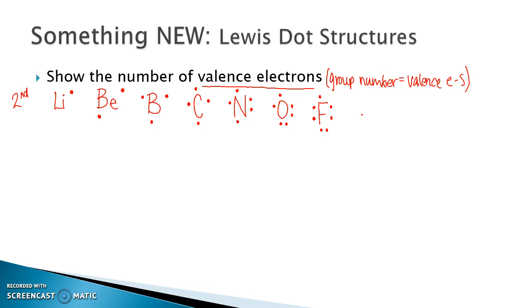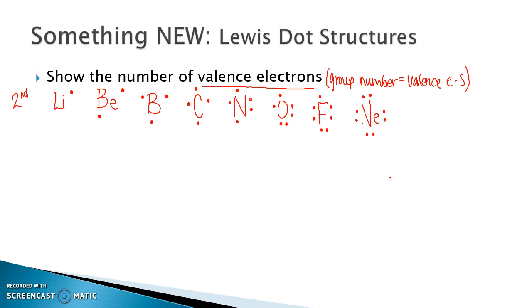And then once you get to our noble gas, neon, this time, again, there's only one right way to do this. All around it, there have to be pairs. So 4 pairs, 8 total electrons, just like we said in the review. So 8 total valence electrons for neon. And that's going to be the same for all the noble gases except for helium. So just watch out for helium.